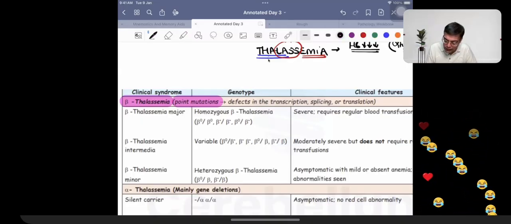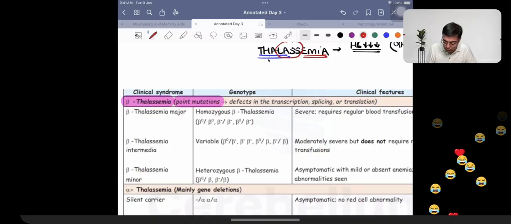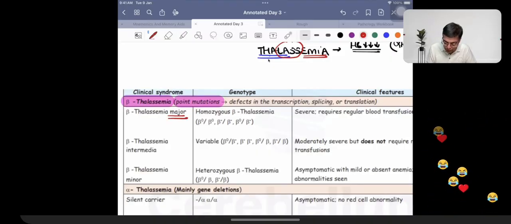Whenever we are going to be talking about thalassemia, this can be having three subtypes.